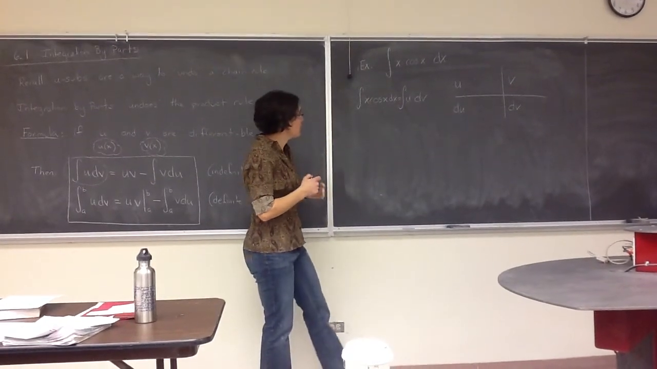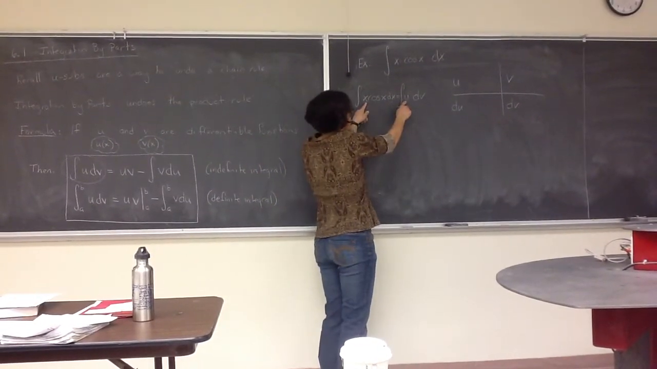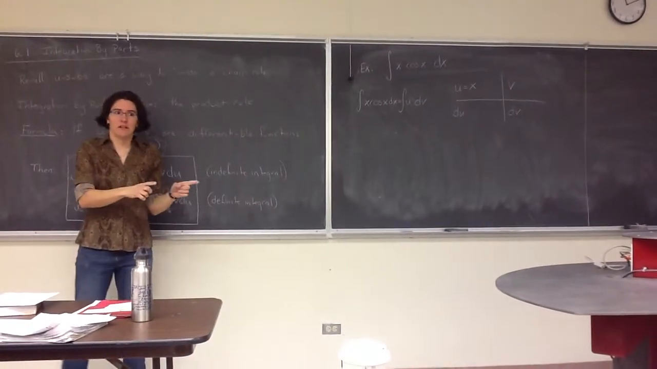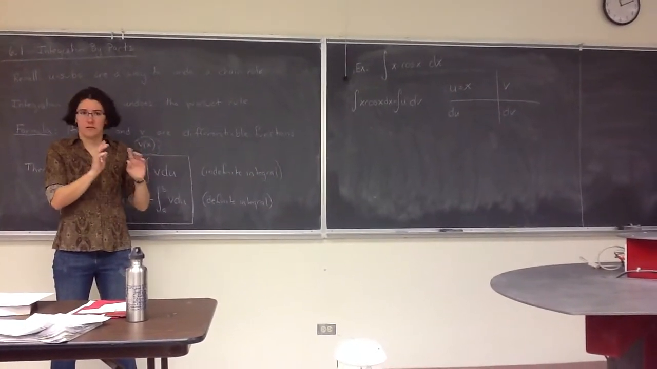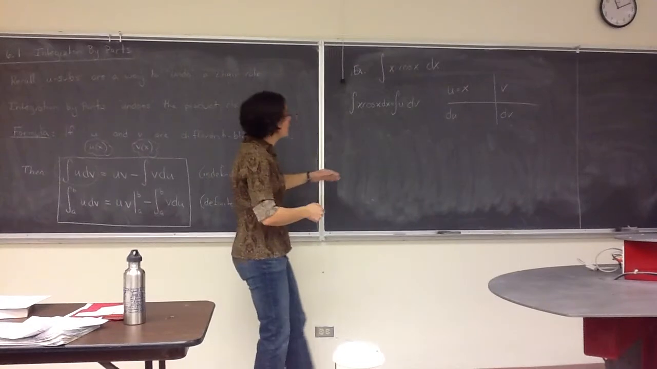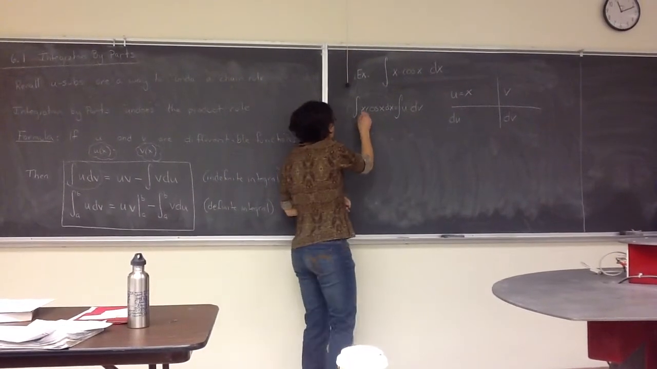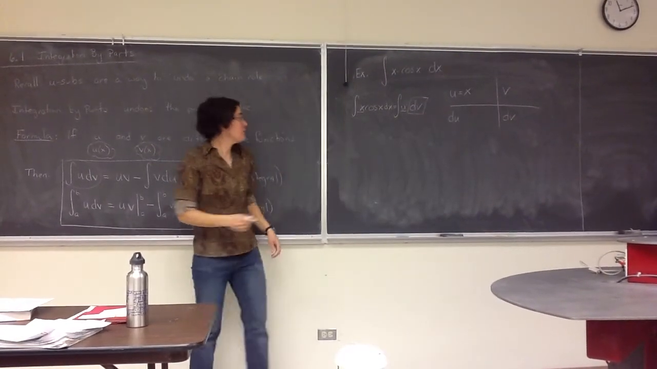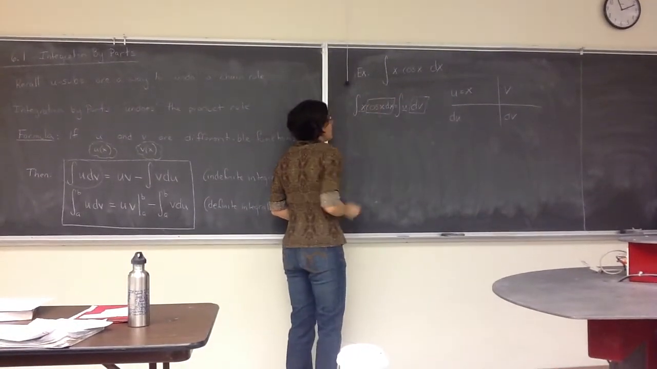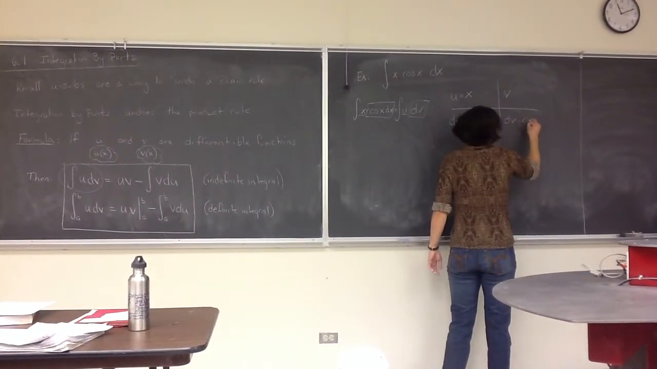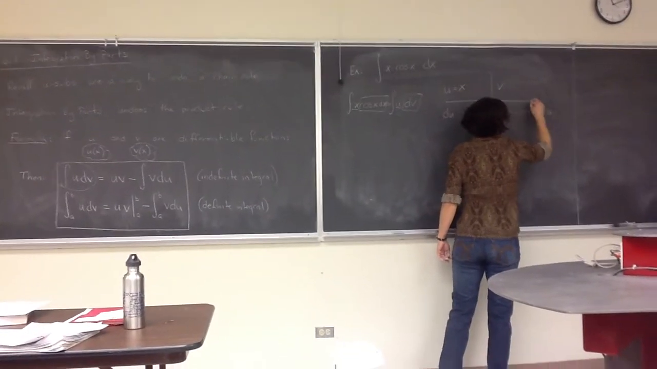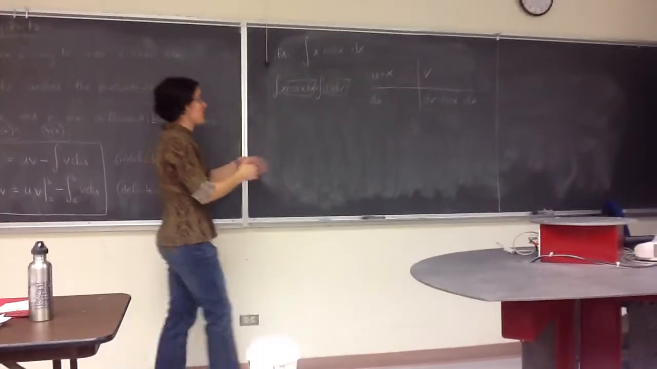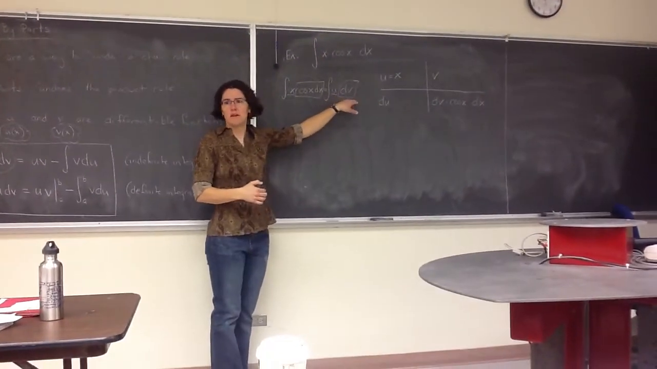In my choice here, I am going to allow my u to be the x. Unlike u substitution, it's perfectly legitimate to let u be equal to x. In integration by parts, it's totally legal. Since my x is the u part, then whatever is left over must be the dv, which means that cosine of x times dx is my dv. So my job at the very beginning is to identify what the u value will be, and whatever's left over will be the dv.